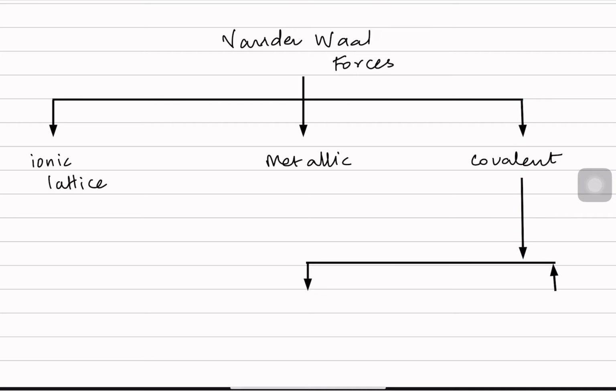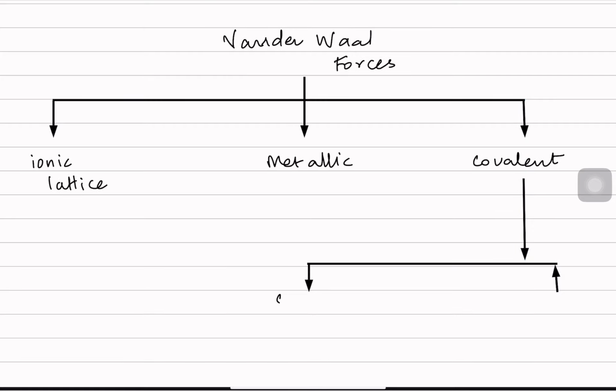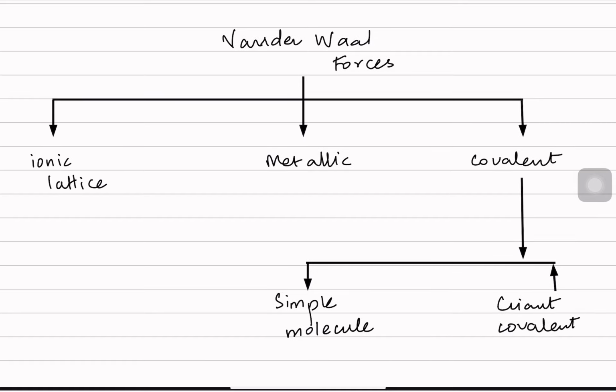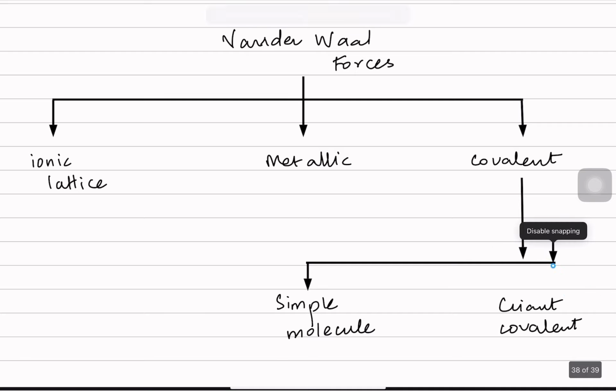So within covalent, the first category we have is simple molecules. And then we also have giant covalent molecules. The arrow is opposite, but that's okay. So we have got giant covalent molecules.